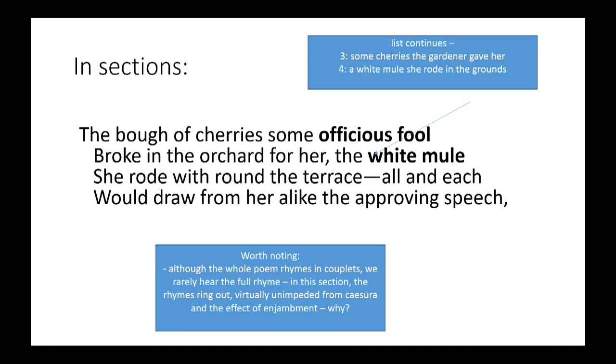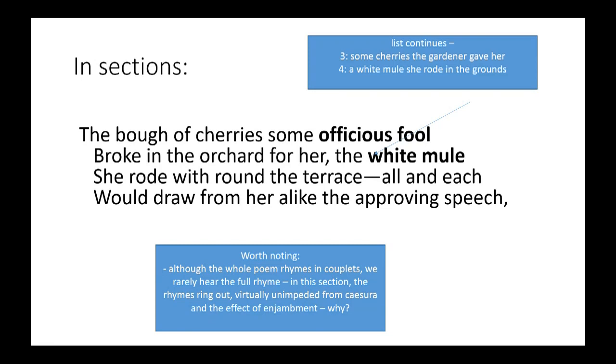She doesn't have anywhere to go. One might want to take that mule out into the fields, into the grounds. She's not even allowed there. She rides with it round the terrace, round and round and round the circumference of the house. She's trapped. It's claustrophobic. "All and each would draw from her alike the approving speech," almost iambic there. You can hear it drawn out. The approving speech. What's the approving speech, do you think, that she's giving all these things? Thank you? A smile? An acknowledgement?